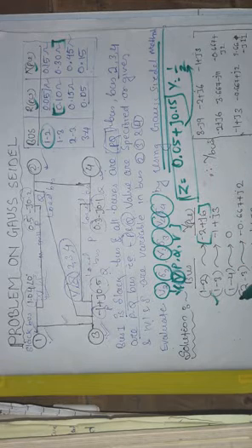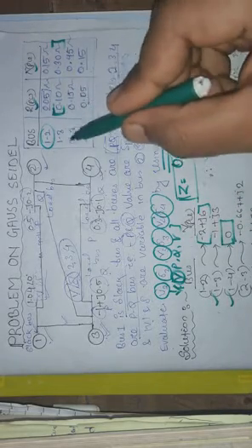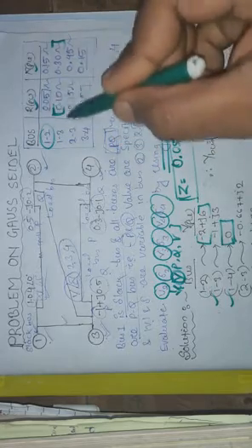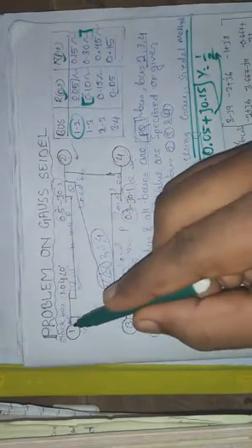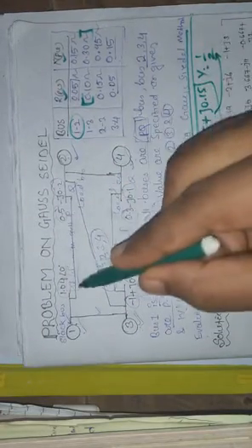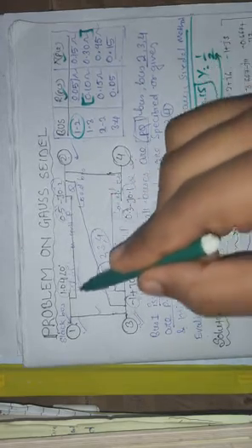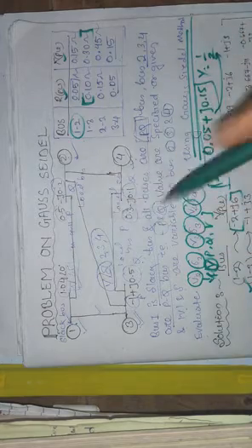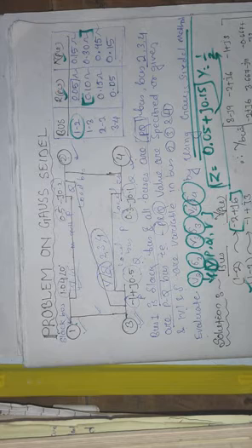You have to calculate bus number 1 to 3 admittance, bus number 1 to 4. The bus number 1 to 4 admittance is 0. How? Because no resistance or reactance is given for bus number 1 to 4. In bus number 1 to 4 there is no transmission line given, so the reactance is 0 or the resistance is 0. That's why we have taken the value of admittance as 0 here.